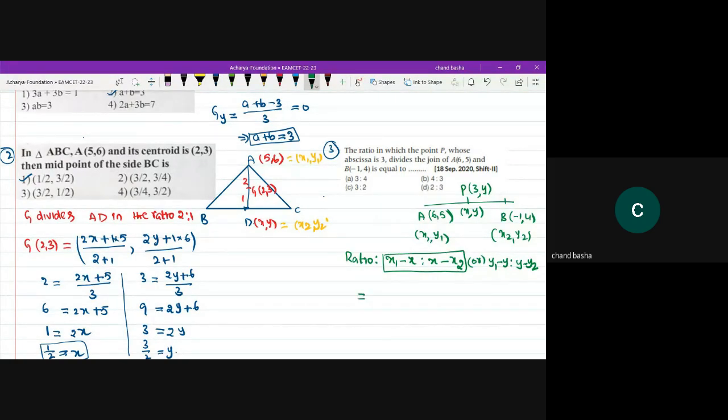This is equal to x1, which is 6, minus x, which is 3, is to 3 minus x2. The value of x2 is minus 1. This is equal to 6 minus 3, it is 3, is to 3 minus of minus 1, which means it is 4. So what you said, option number 1 will be the correct answer. Even in 10th standard, we can solve this question by considering the ratio as lambda is to 1 and equating the corresponding elements to identify the lambda value. It takes time. It is a lengthy process. Try to make use of this formula in competitive examinations.